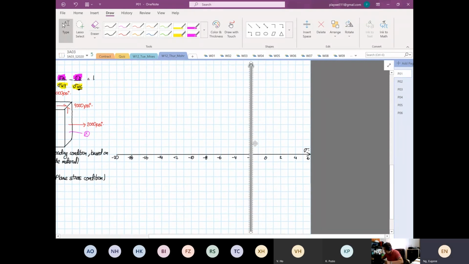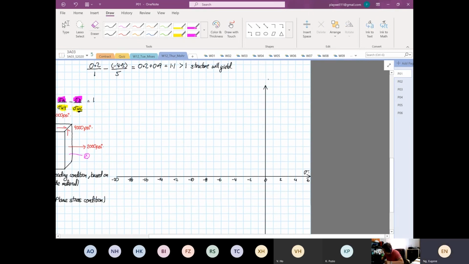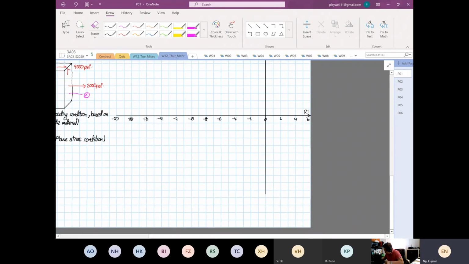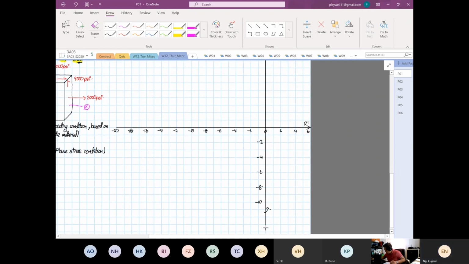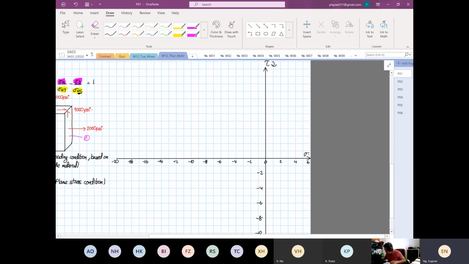This is our shear stress, with clockwise rotation of the element and anti-clockwise rotation. So minus 2, minus 4, minus 6, minus 8, minus 10, and I think I need more. This is a big circle, or I'm just drawing too big. So this is minus 12. Then we will have 2, 4, 6, 8, 10, 12.